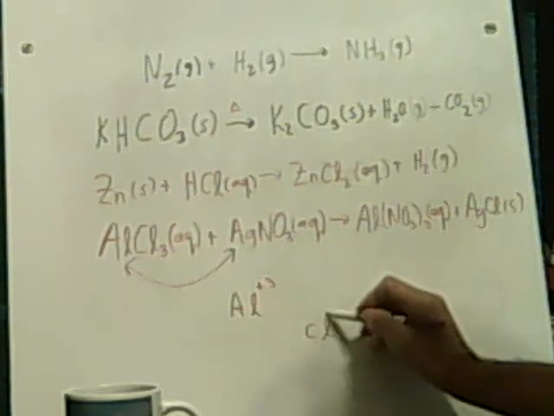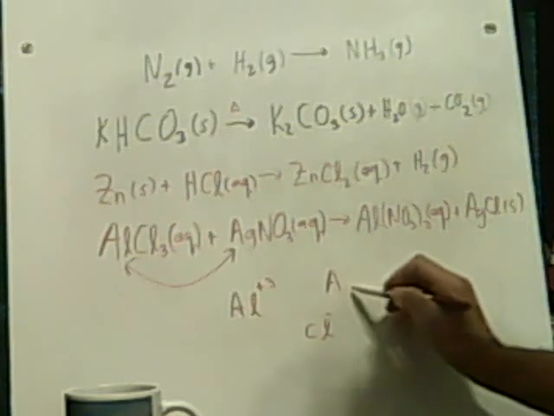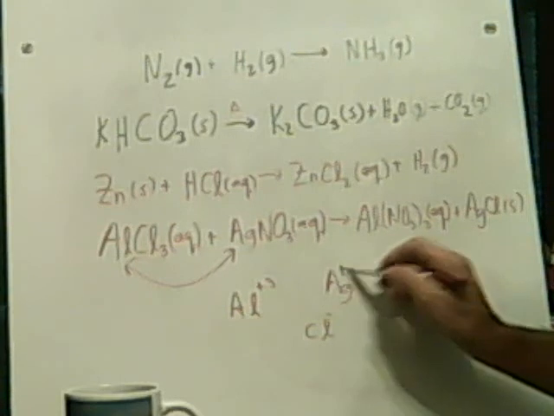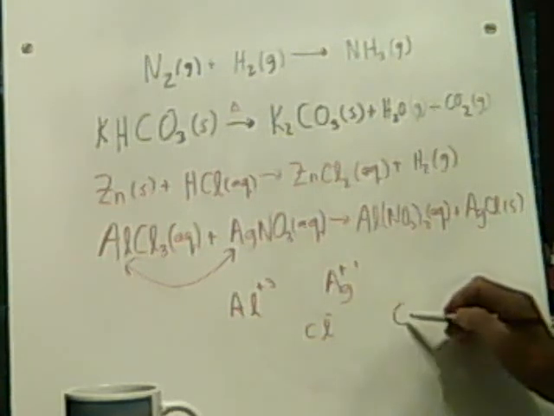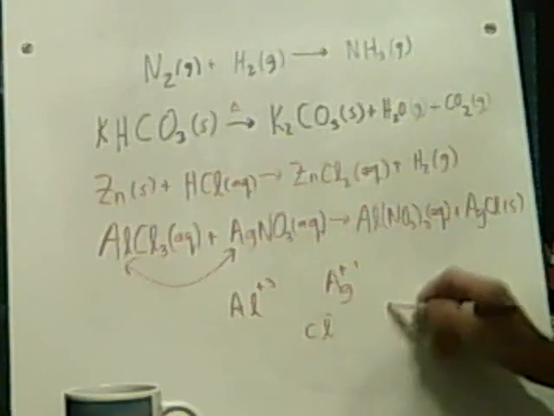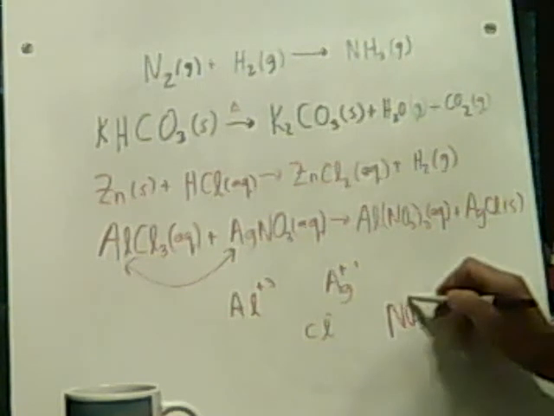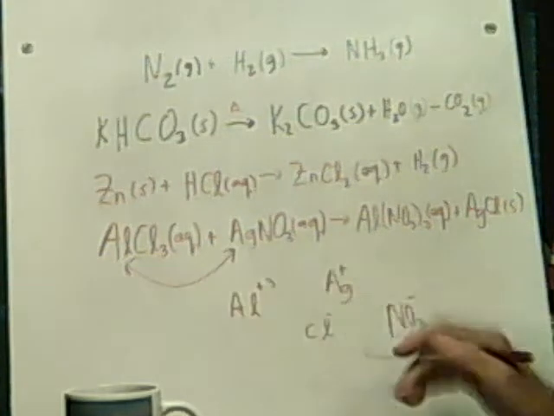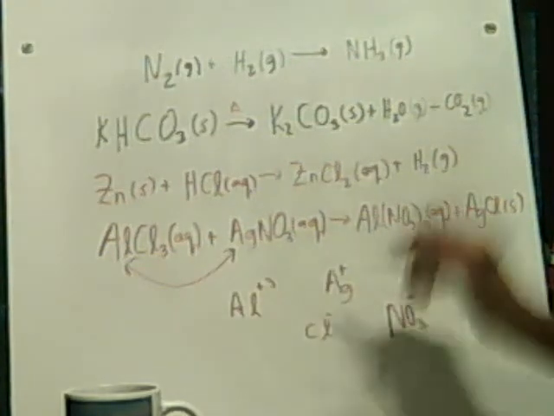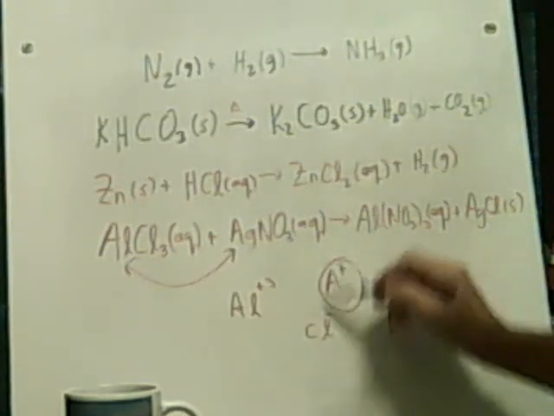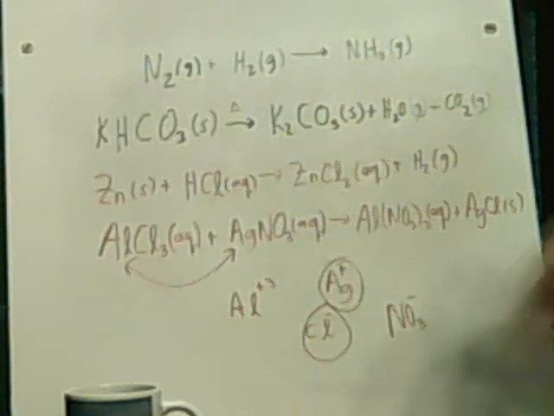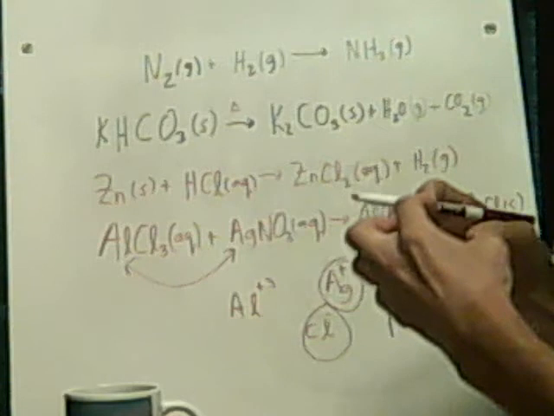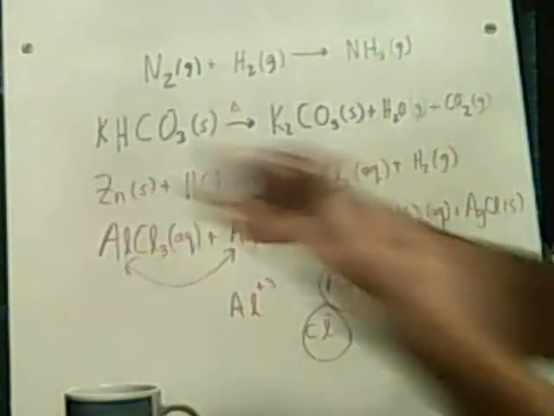We've got chlorines, we've got silver, which is +1, and we've got chlorine and nitrates floating around in the solution because these are all aqueous. Now what's happening here is when the silver and the chlorine get close to bump into each other, then they stick to each other. They don't bounce off and separate.